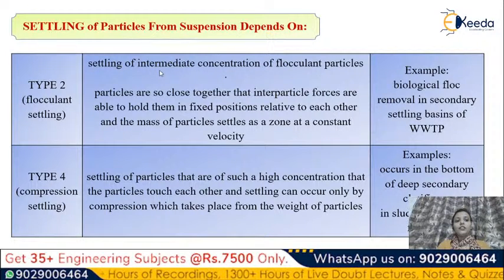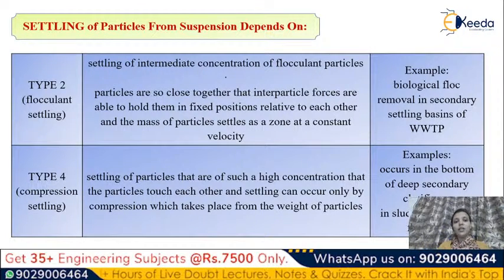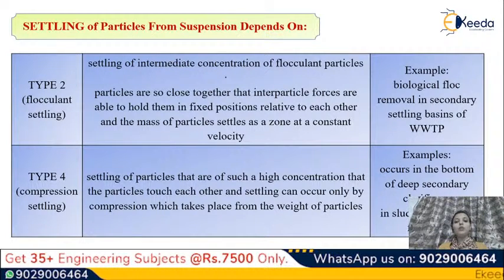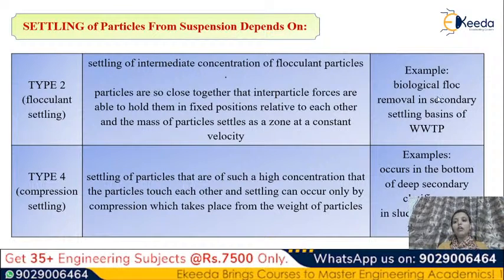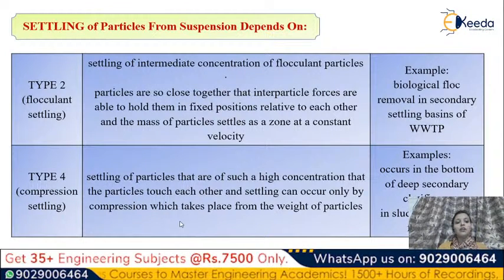Again, in flocculent settling, this is the settling of an intermediate concentration of flocculent particles. Again, I told you there are different types of flow, that is continuous flow and intermittent flow. The particles are so close together that interparticle forces are able to hold them in a fixed position relative to each other, and the mass of particles settles as a zone at a constant velocity. An example of such intermittent concentrated settling is the biological floc removal in the secondary sedimentation basin of a wastewater treatment plant. And type 4 is compression settling.